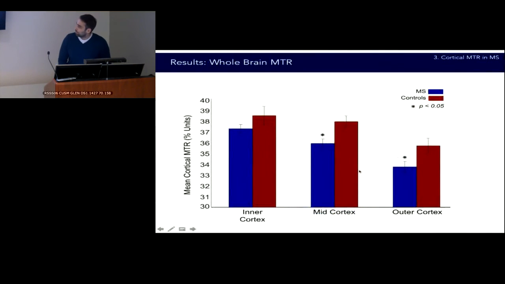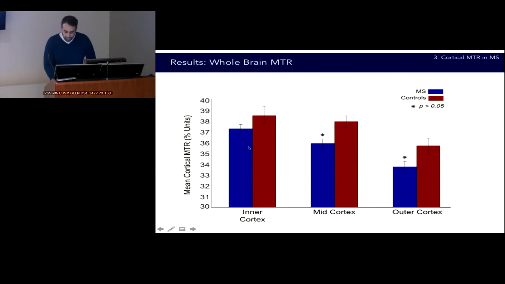And if we just take the whole brain measurements and we look across the 3 layers which we segmented, what we see, which jives with the histology, is reduction in whole brain MTR of the outer and mid cortex, which is not observed along the inner cortex.